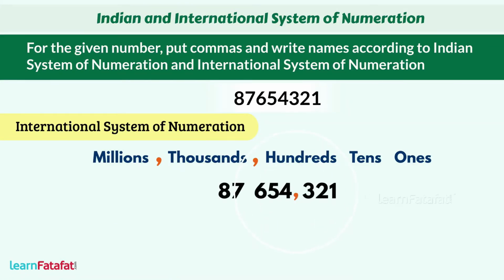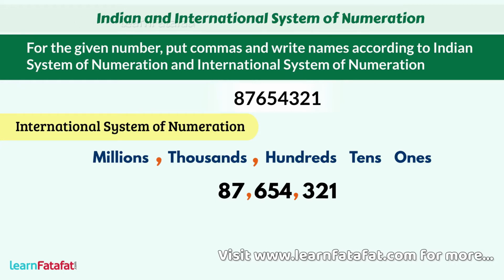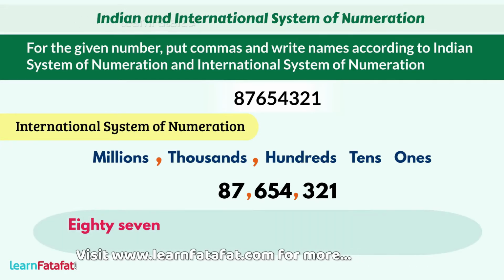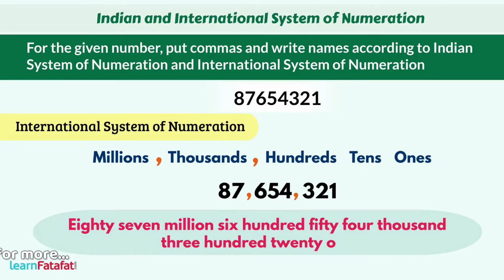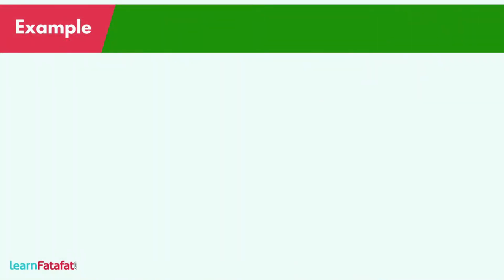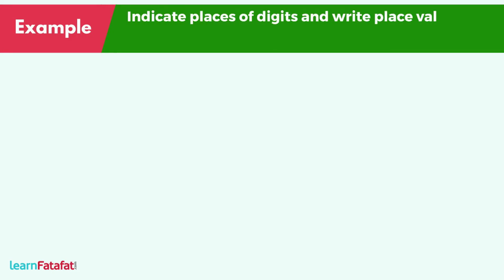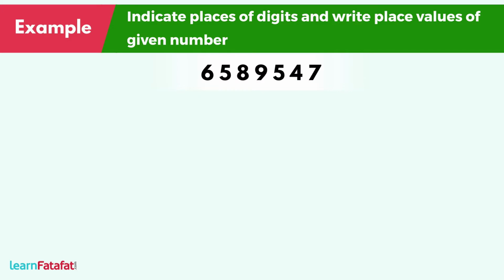So put first comma after hundreds to mark thousands. Put second comma 3 digits after the first comma to mark millions. So number name will be 87,654,321. Next example. Indicate places of digits and write place values of given number.